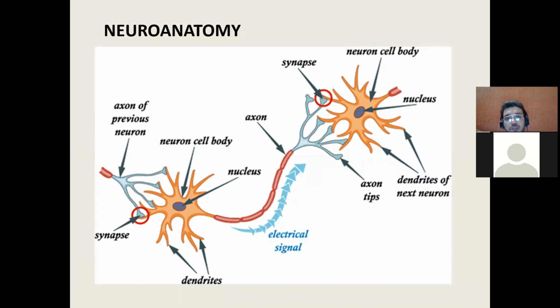Okay, so this is how you know that every neuron has got a neuron cell body which has small branches called dendrites. Then it continues into an axon. Now it is the axon which you have to understand. Can you see the axon in the picture?